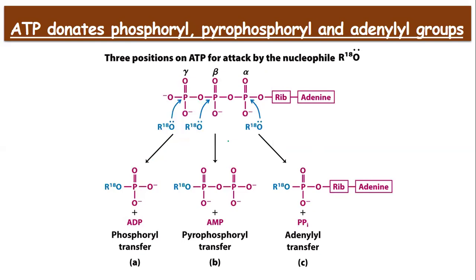And how many types of groups can ATP transfer? It totally depends upon the phosphate where a nucleophile is conducting the attack. So if a nucleophile is conducting an attack on the terminal phosphate, or the gamma phosphate, the outermost phosphate, then this nucleophile is interested in making a bond with this phosphate. So definitely, if this phosphate has to make a bond with the nucleophile, it has to break one of its bonds with any of the structure.